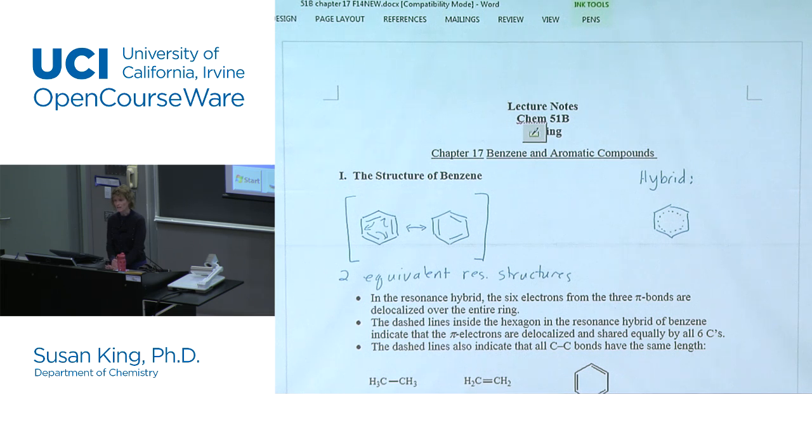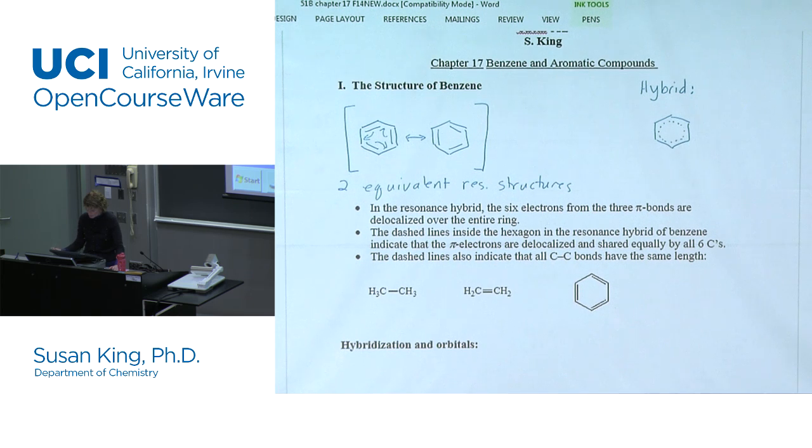So you'll see in some textbooks where when they draw a benzene ring, they draw a circle in the middle. We're not going to draw it that way, but that's where that comes from, that hybrid. All right, so in the resonance hybrid, 6 electrons from the 3 pi bonds are delocalized over the ring. The dashed lines mean that the pi electrons are shared equally by all 6 carbons. The dashed lines also indicate that all carbon-carbon bonds have the same length. So they absolutely do have the same length.